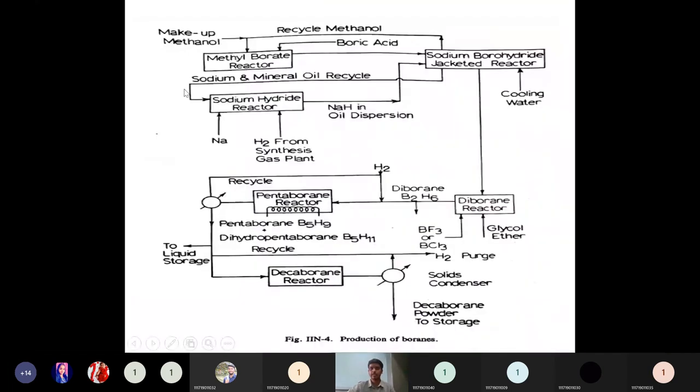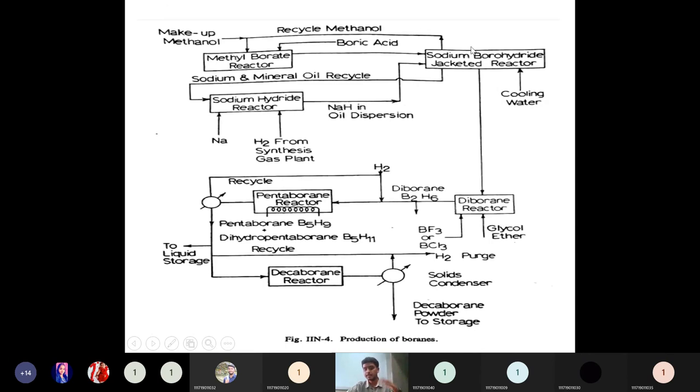The first reaction which is taking place is methanol being combined with boric acid or metaboric acid in the methyl borate reactor, and it will form trimethyl borate. This trimethyl borate will be sent to the sodium borohydrate jacketed reactor along with the sodium hydride, which is formed in the sodium hydride reactor. So how will this sodium hydride be formed? By reacting sodium metal, which is dispersed in mineral oil, with H2 hydrogen, then sodium hydride NaH will be formed. This sodium hydride along with the trimethyl borate, which is formed in the first reactor, will be sent to the sodium borohydrate jacketed reactor.